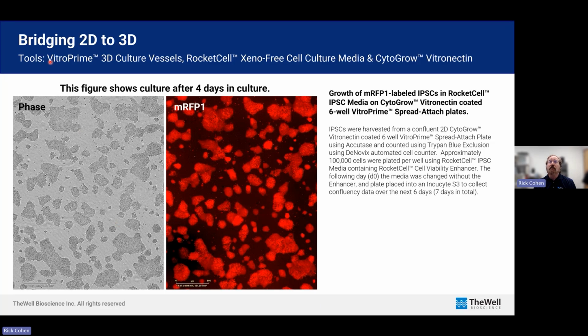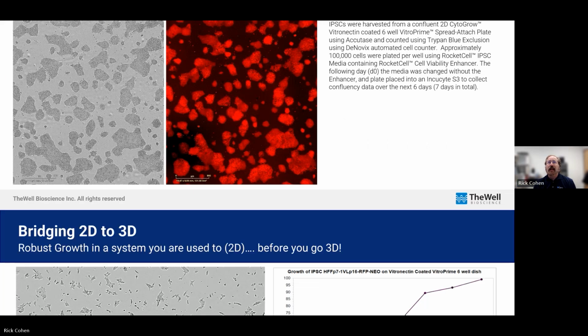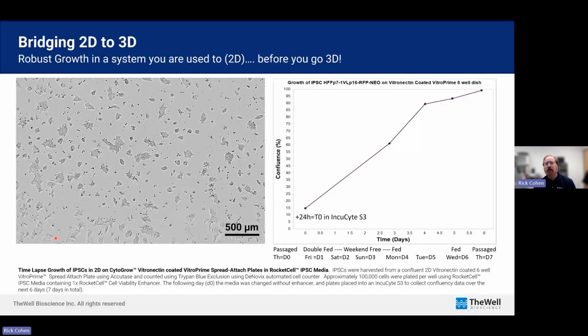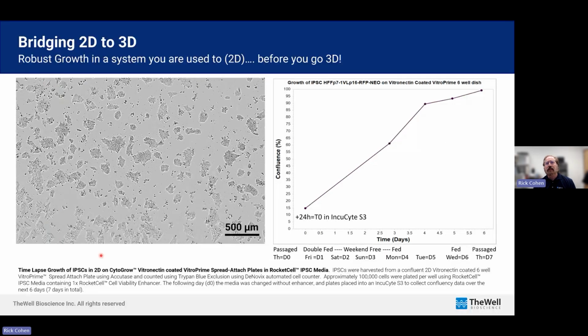So you can check out our VitroPrime 3D culture vessels, the RocketCell Xeno-Free culture media, and also our CytoGrow vitronectin as a coating. The figure below shows iPSCs after 4 days in culture on our VitroPrime dish in phase and in red fluorescence. This will give you an idea that we're going to be using this cell line later on for imaging purposes.